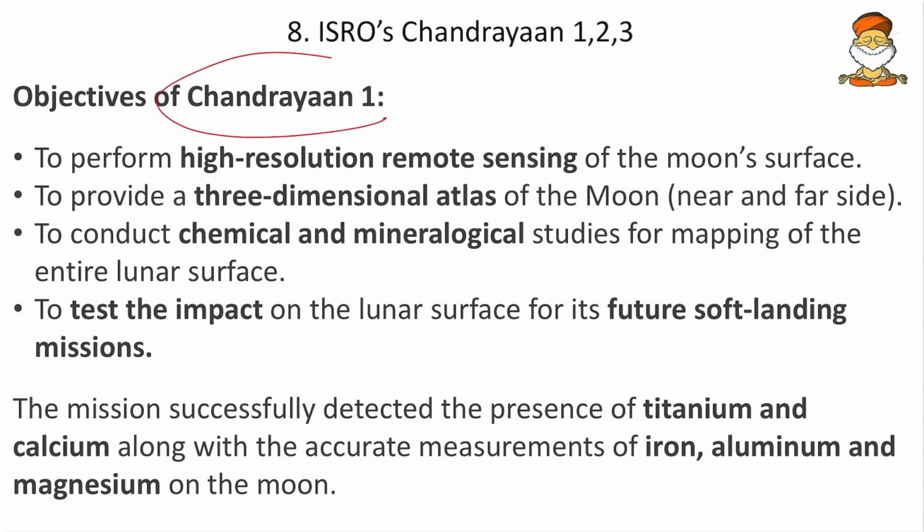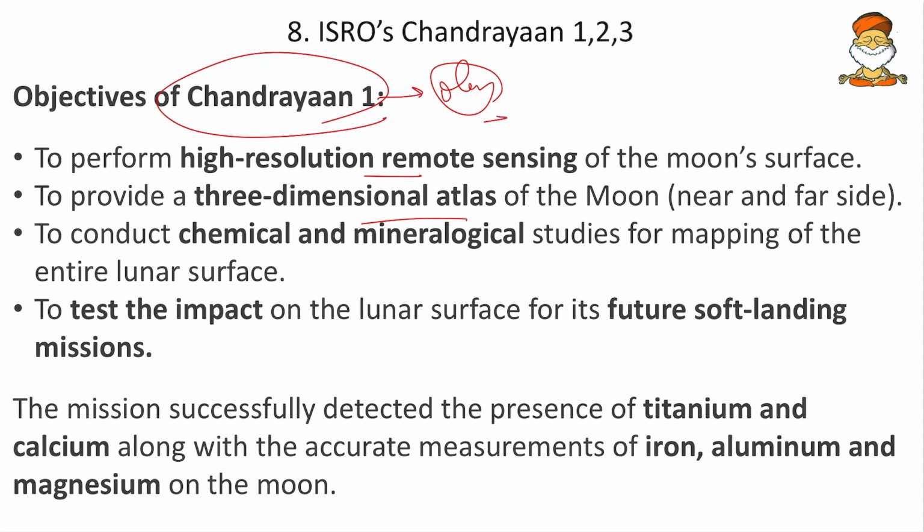So this is one of the objectives of Chandrayaan 1. That means the remote sensing is being carried out. Remote sensing is carried out by a remote sensing satellite. So that means Chandrayaan 1 was only an orbiter. Okay. And then to provide a three-dimensional atlas. So it used to take some pictures and that would provide one atlas.